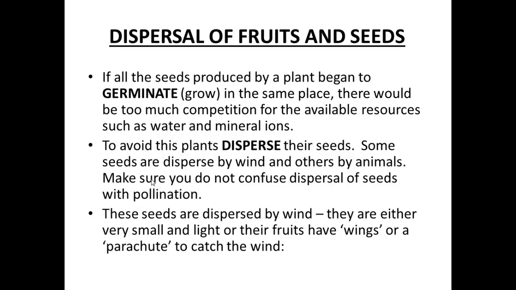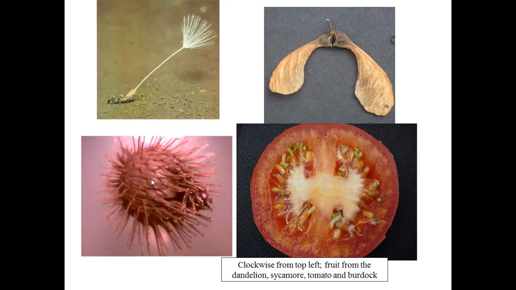So, let's have a look at these seeds. They are dispersed by wind, and they're very small or light, and the fruits have wings or a parachute to catch the wind. These ones up here. So, this one here, wind dispersal, and you can see this is a dandelion fruit, and it's going to be carried off by the wind. This is a sycamore fruit. You'll probably know them more familiarly as helicopters. And again, that's going to be wind dispersal.